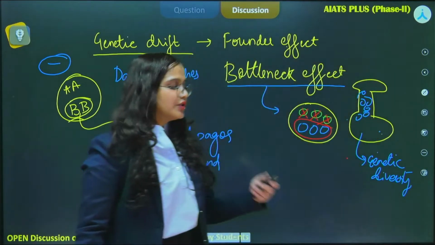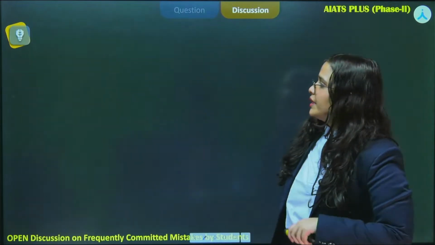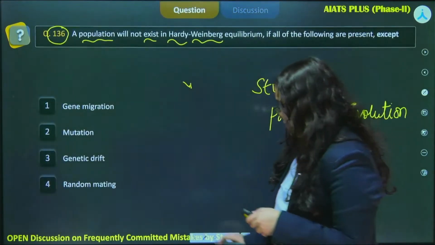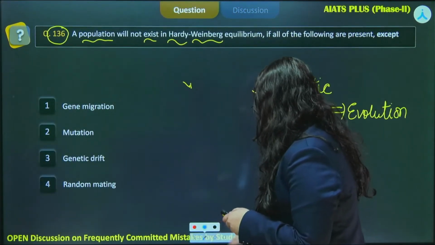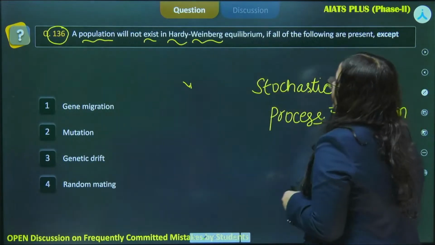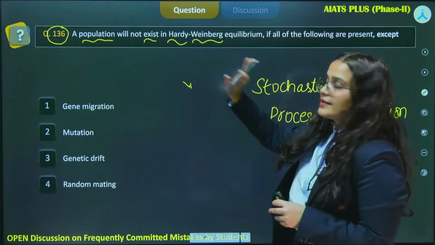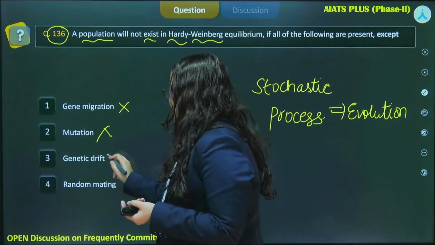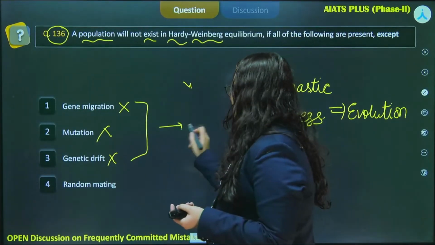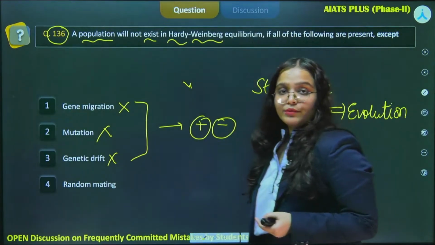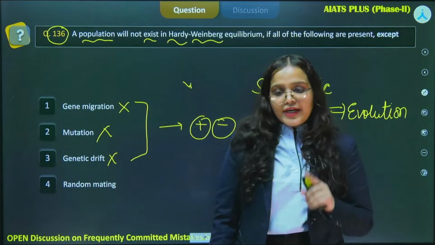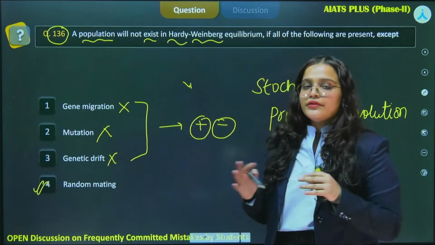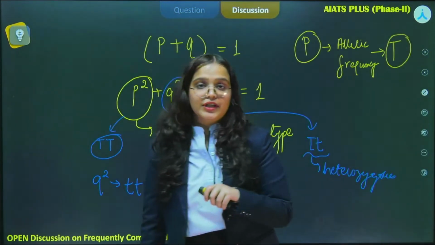All right. So this is how these different phenomena are going to disturb the Hardy-Weinberg equilibrium. So let us quickly go back to our question now. So our question states that presence of which of the following factors will not let the population exist in Hardy-Weinberg equilibrium. So we discussed that gene migration, mutation and genetic drift, all three of them can lead to loss or gain of genetic equilibrium, and therefore our right answer will be random mating, because if selective mating is performed, then a particular trait only will be favored in that particular population.